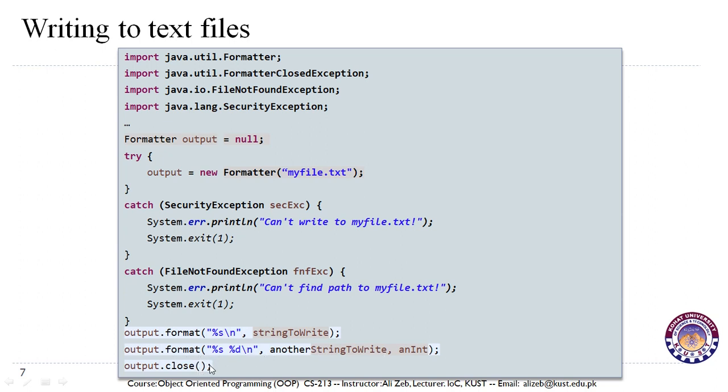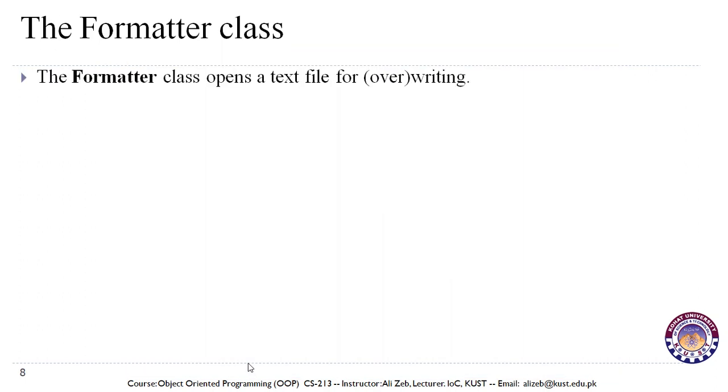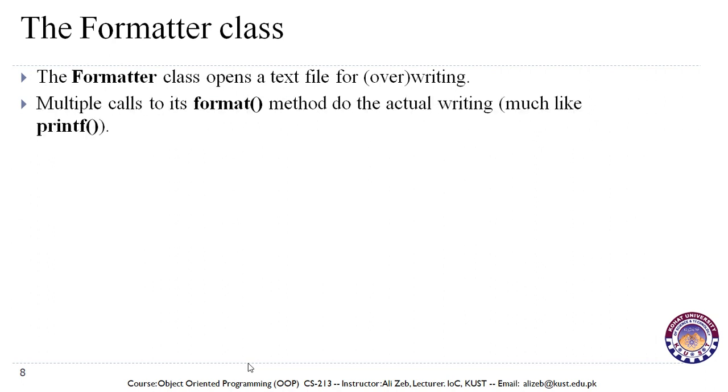And then you need to remember that we need to close the file to be able to save the text to the file. Unless and until you close the file, your text won't be saved to the file. The formatter class opens a text file for writing or overwriting. So if you write to the same file, then it will overwrite your previous file.